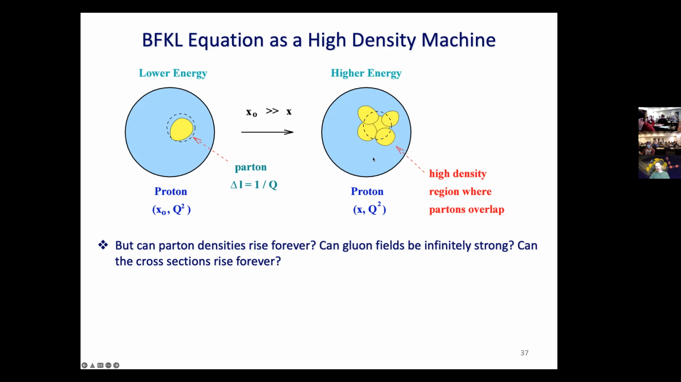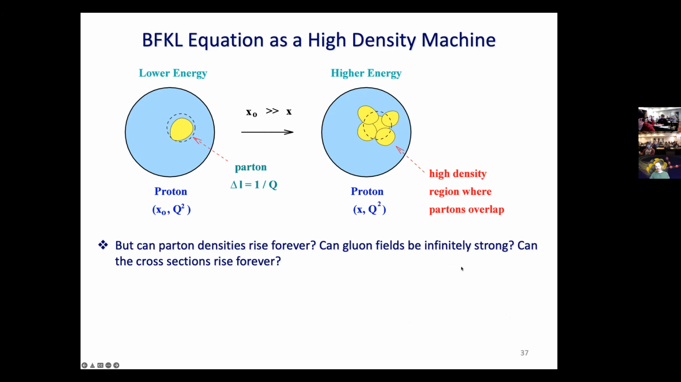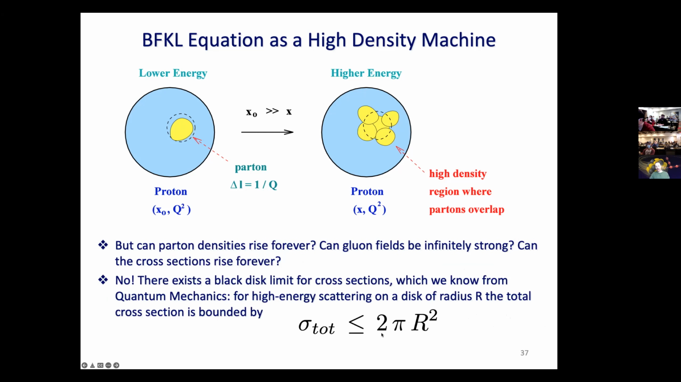If the cross section in the previous slide, where we had a number of gluons, led to a cross section which grows as a power of energy, can that be true? No, we still have the same black disk limit, 2 pi r squared, that we discussed last time. So the cross section that grows as a power of energy would sooner or later violate the black disk limit. So something has to happen to stop this growth of the gluon density.